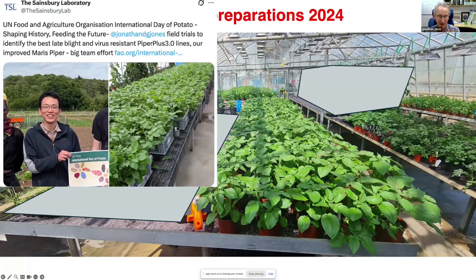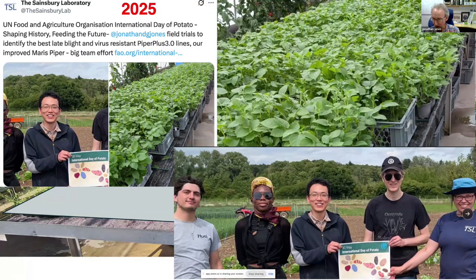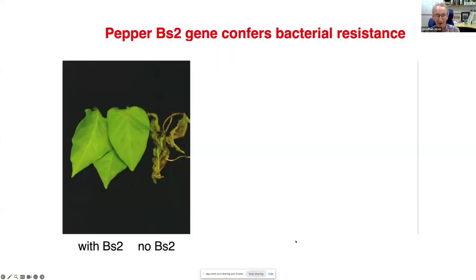So what it looks like in 2025. So all these wonderful people planted out in the field about 1,300 potatoes. A big thanks to them. Here they all are. Here's Agnes leading the team, and this is for the International Day of the Potato.